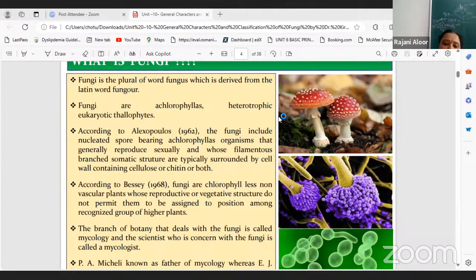Ingestive nutrition and others. Next, the third one: the fungi, in which absorptive nutrition is observed. In the fungi, nutrition is absorptive. And next, coming to the question of whether fungi are plants. Here, there is a controversy about whether fungi are plants or bacteria or not.